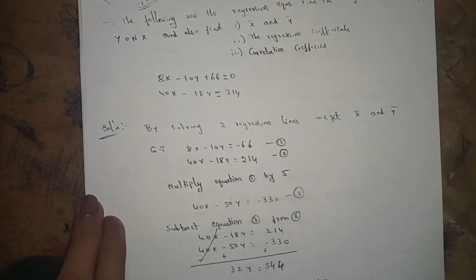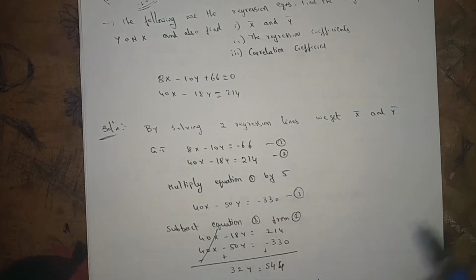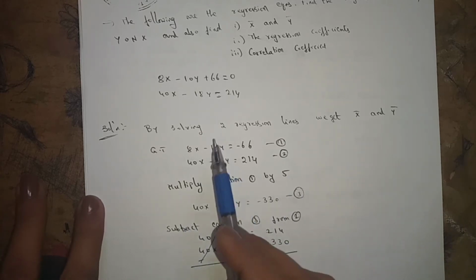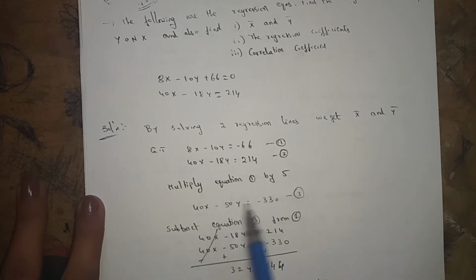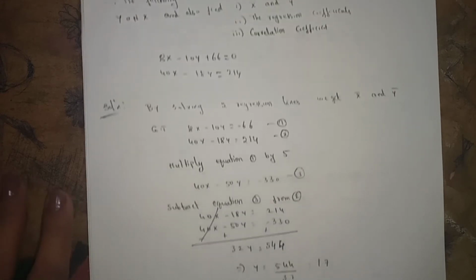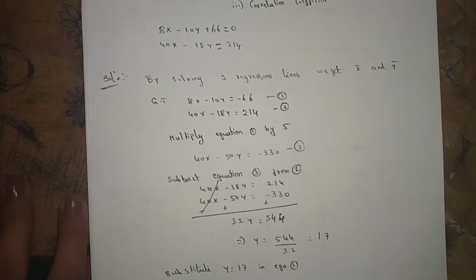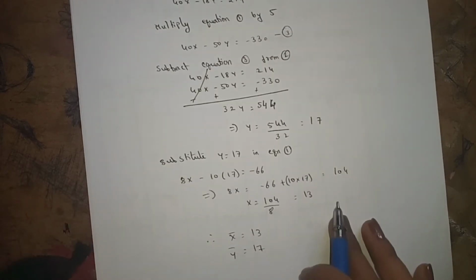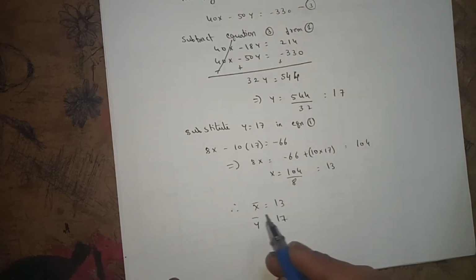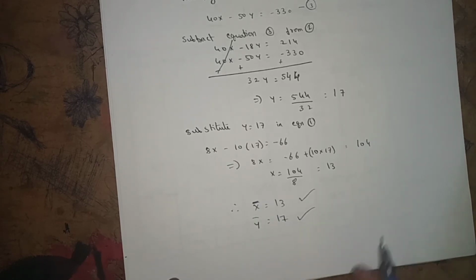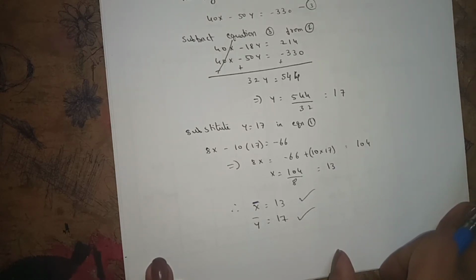Now I am solving these two equations for x and y, just like ordinary solving. I cancelled x on both, and I have got y is equal to 17. After y is equal to 17, if I substitute in any one of the equations, I have got x as 13. After solving these two equations, x means x bar. X bar is equal to 13, y bar is equal to 17. And then we will find the regression lines.